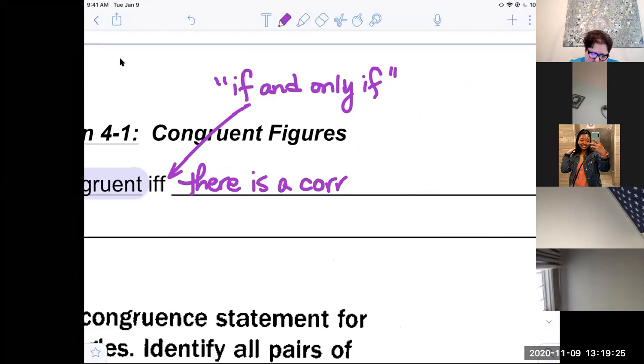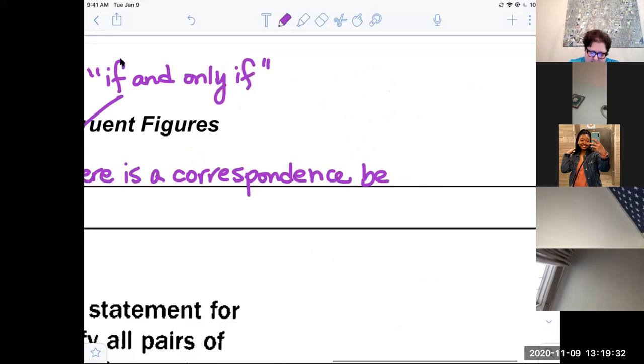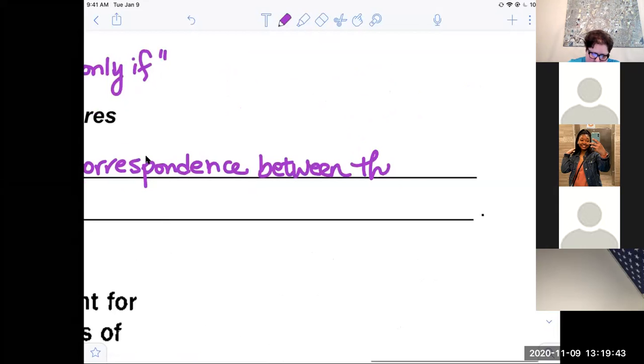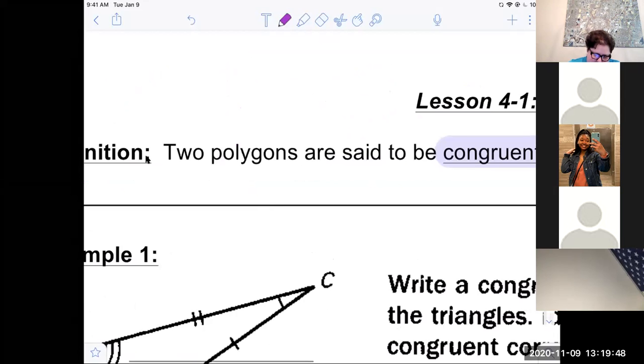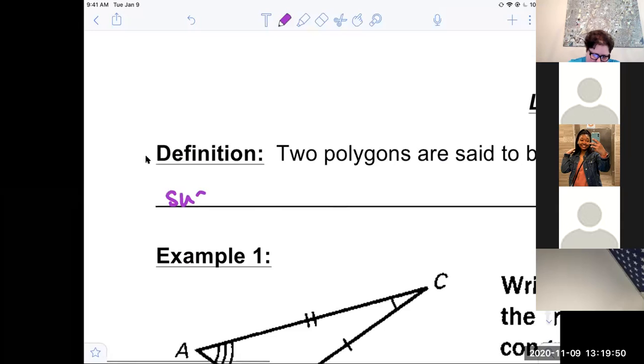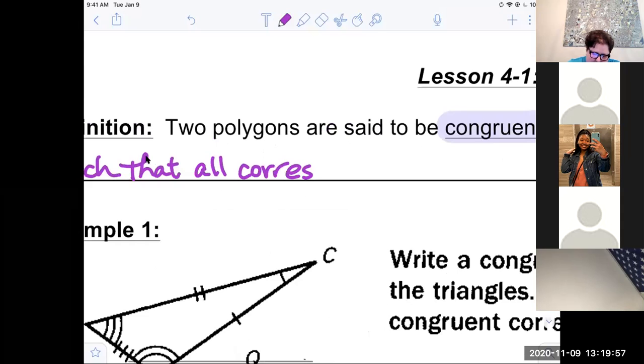It's called correspondence. There's a correspondence between the vertices such that all corresponding sides and angles are congruent.